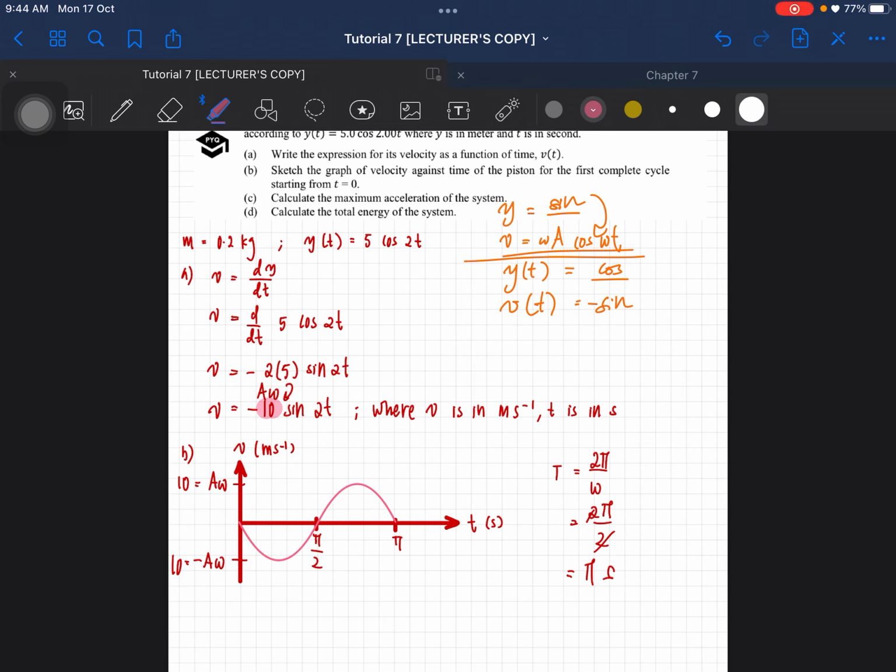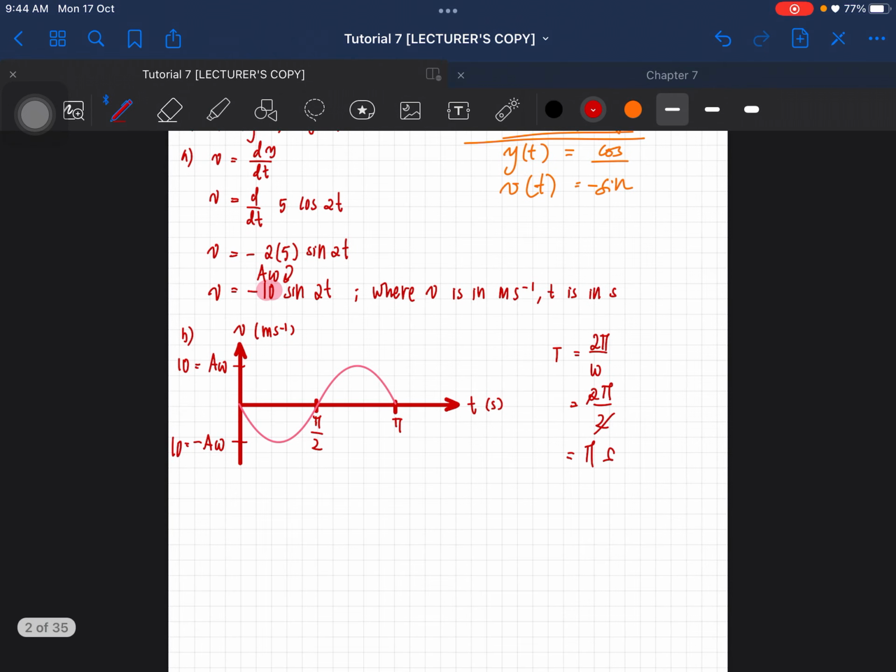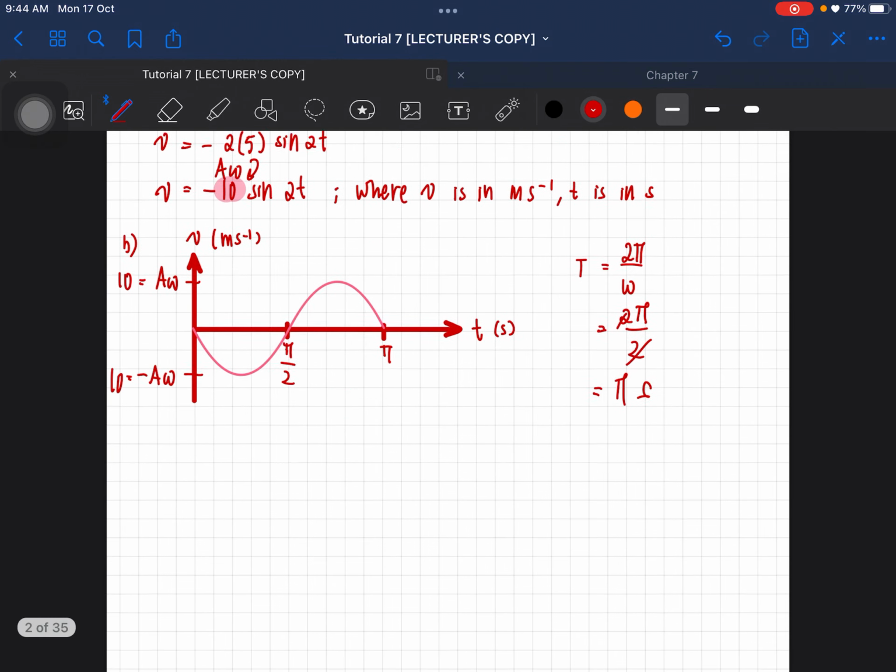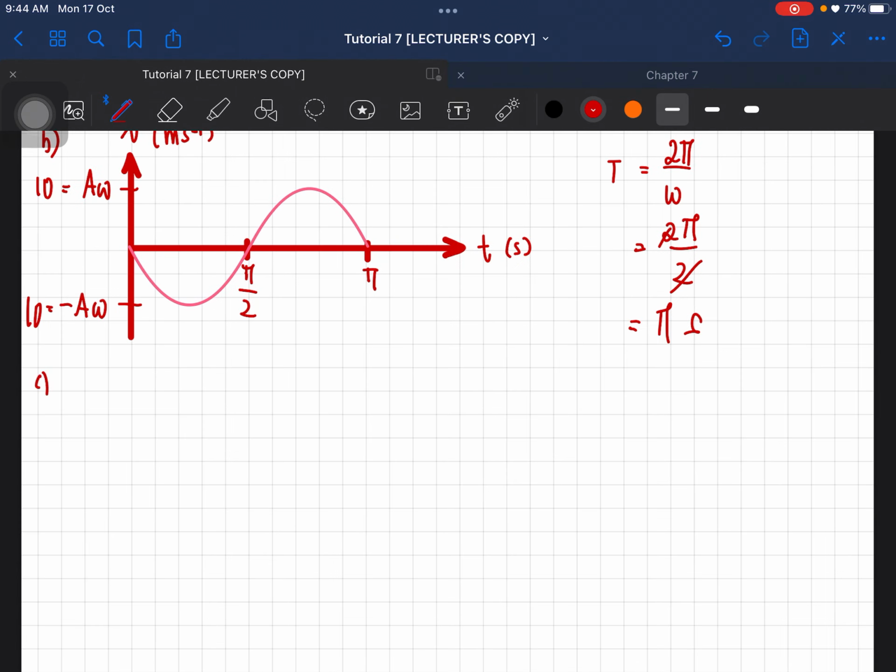So question C, we have to determine the maximum acceleration of the system. So maximum acceleration is just A omega squared. So A is 5, omega is 2, so this is 20 meters per second squared.